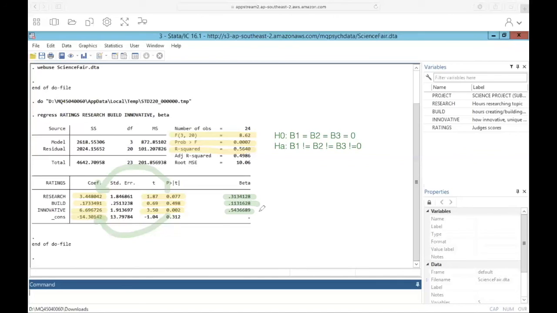Now, if I ran the same command without the subcommand comma beta at the end, I would get the same results, but I would also get the 95% confidence interval. And that information is still important. So it might be good for you to run both commands and interpret all of those statistics together. But for today, let's go ahead and move on to multicollinearity.